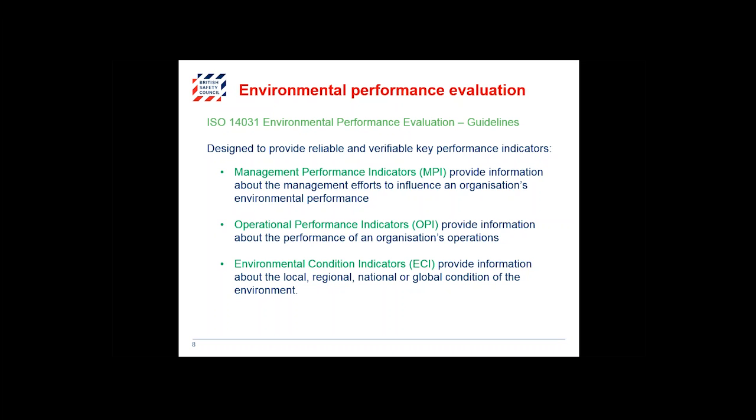Technically we call them environmental performance indicators, but we all know, let's call them key performance indicators, and they're broken down into 3 different types. So we have management performance indicators, so these are things like number of audits, finances that are put towards environmental improvement programs, number of inspections, staff training, all the management side of things.